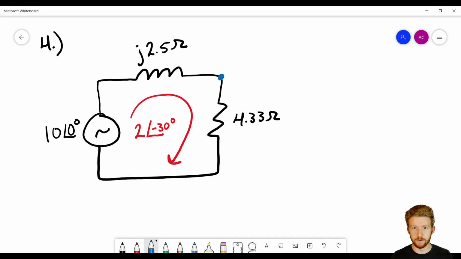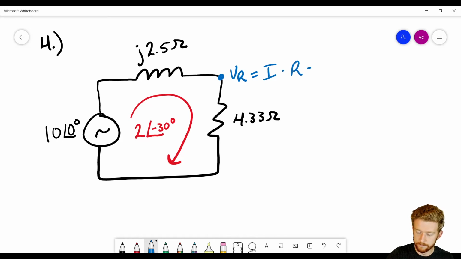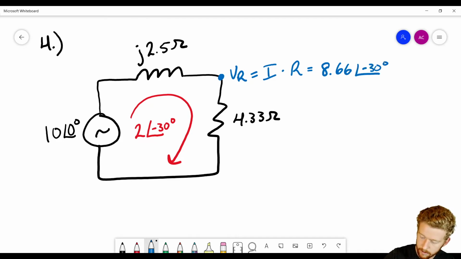to calculate power. Okay, so here the voltage, I'll call this VR because it's just the voltage across that resistor. This VR is just going to be equal to the I times the R. So that's going to be equal to, let me make sure I plug this in. So it's going to be 2 with an angle of minus 30, sorry, times 4.33. That's going to give us 8.66 with an angle of minus 30 degrees.